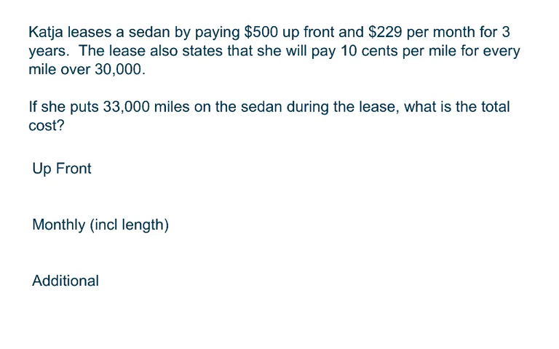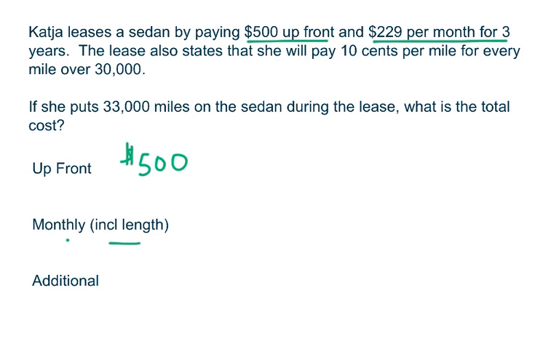Let's take a look at the costs for each component of this lease. The upfront cost that she paid. Well, when she started out, her upfront cost was $500. The monthly cost, which includes the length of the lease, was $229 per month for 3 years.